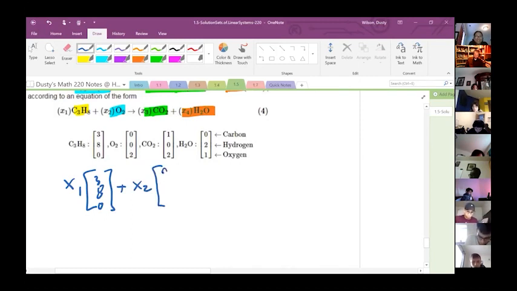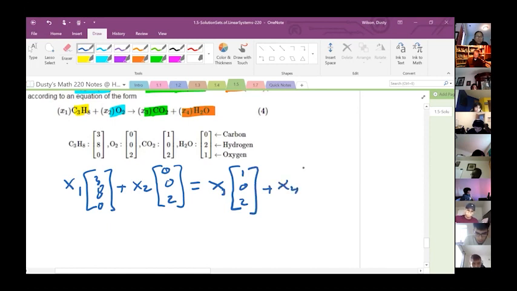So O2 would be 0 hydrogens, 0 carbons, and 2 oxygens. And because we want this to balance, we will have an equals, and it's going to equal some amount of CO2, 1 carbon, no hydrogens, 2 oxygens, plus some amount of H2O, water, 0 carbons, 2 hydrogens, 1 oxygen, like that.